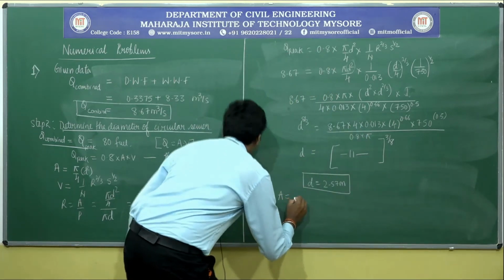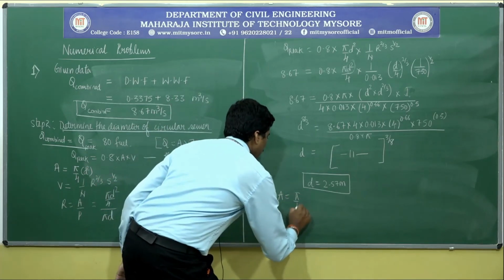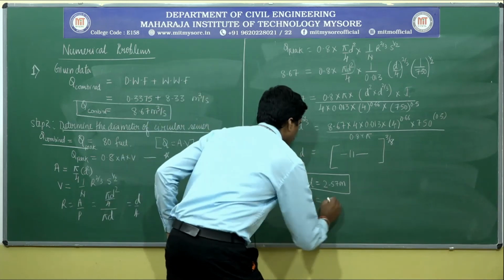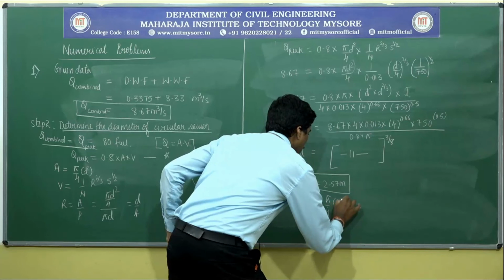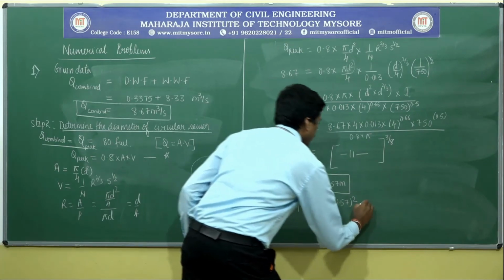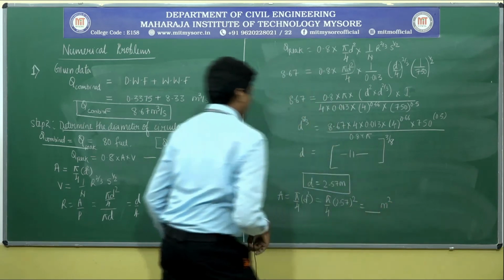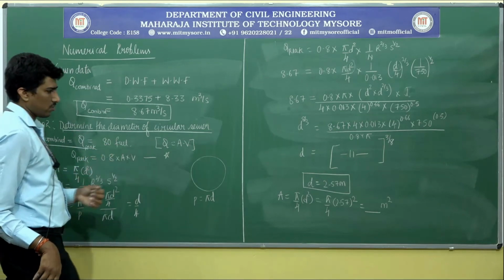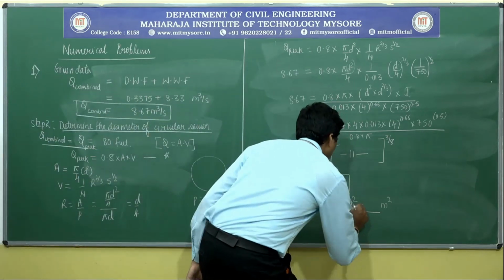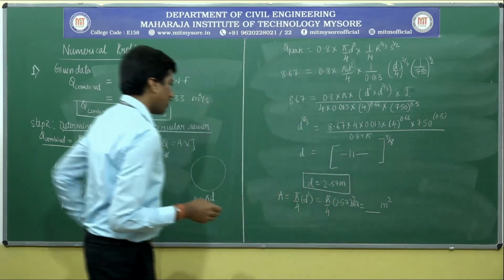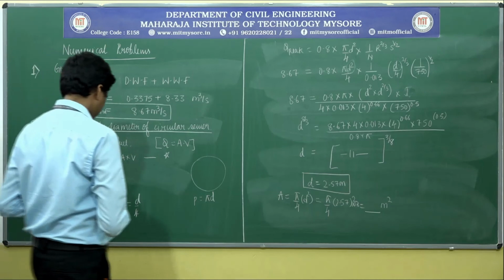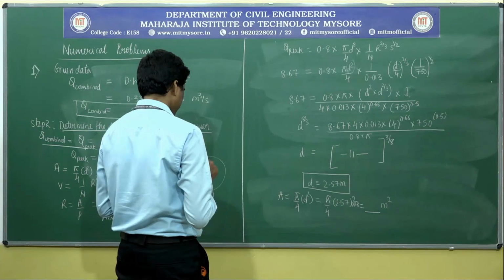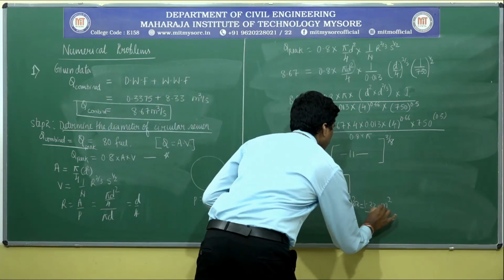So area is equal to pi by 4 into d square. That is pi by 4 into 2.57 the whole square. You will get it in terms of meter square, and the area to be considered is 80%, so it's a multiplying factor of 0.8. What is the answer that you are going to get? Into 0.8 divided by 4. It is 1.32. Area is 1.32.